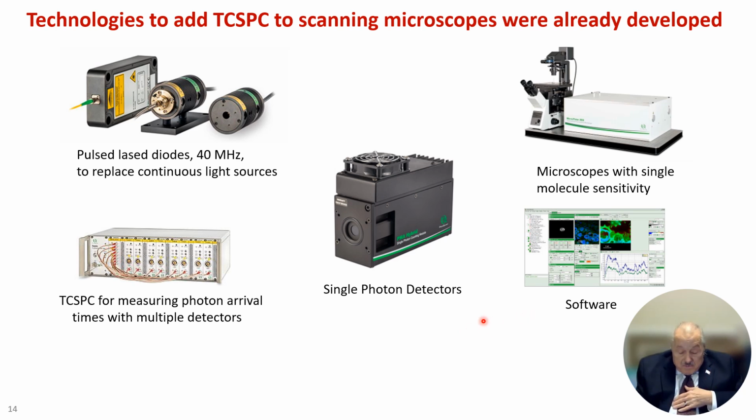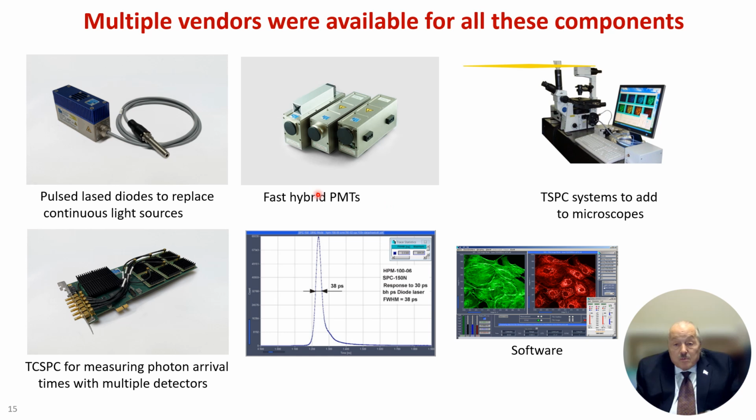Software. If you've ever worked on a new project where there's no software, it's just a mess because you have to write all the software yourself. But a lot of this software was available. And for any microscope you have, there were several companies who will sell you a kit. Say, all right, I have an Olympus microscope. We'll send you a FLIM kit that you can add on to the microscope and make it into a FLIM microscope. And there were multiple vendors that provided all of these components.